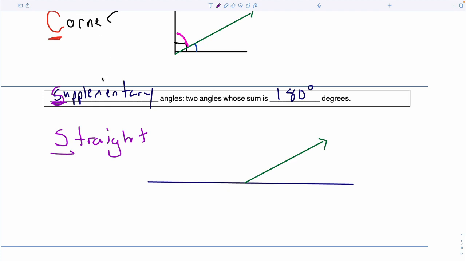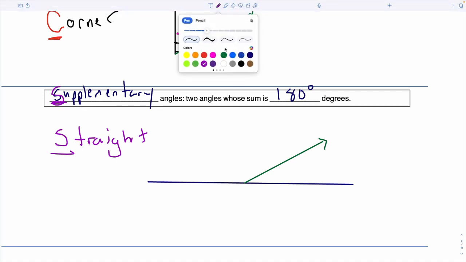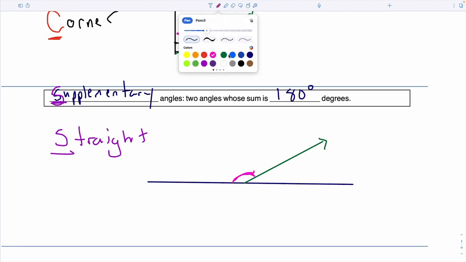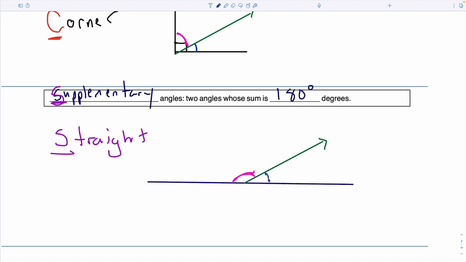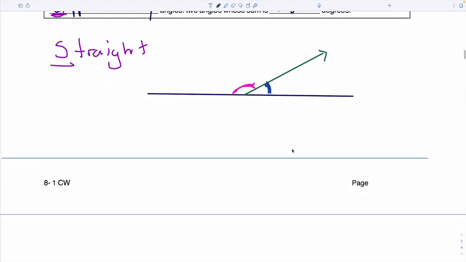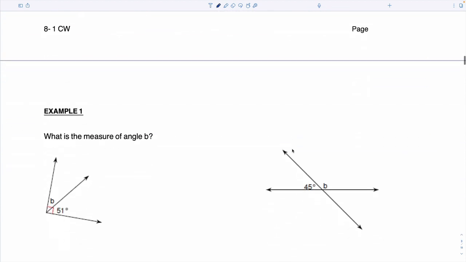Complementary is corner. Supplementary is straight. Complementary corner. Supplementary is what type of line? Straight. Complementary is what? A corner. It's going to make 180. So if you go to those two angles that you just made, one of these over here is a little bigger. The other one is a little smaller, and they add up to 180 degrees. That's your two new pieces of info that you need.